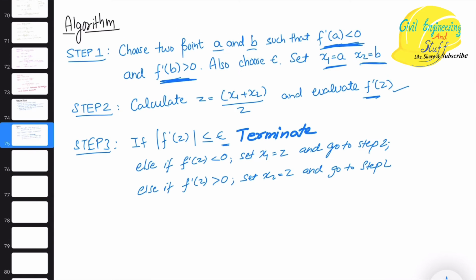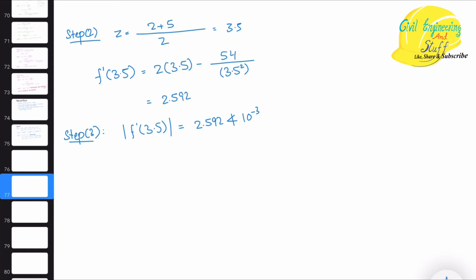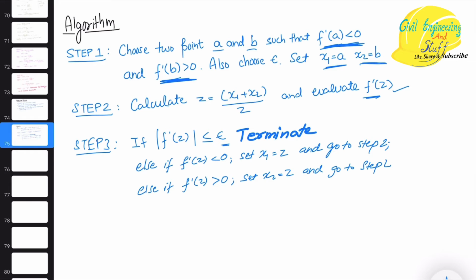Next thing is we have to see if f dash z is less than 0 or greater than 0. We see that our f dash 3.5, which is equal to 2.592, is greater than 0. So if this is greater than 0, then we will take our b point, that is x2 equal to z.